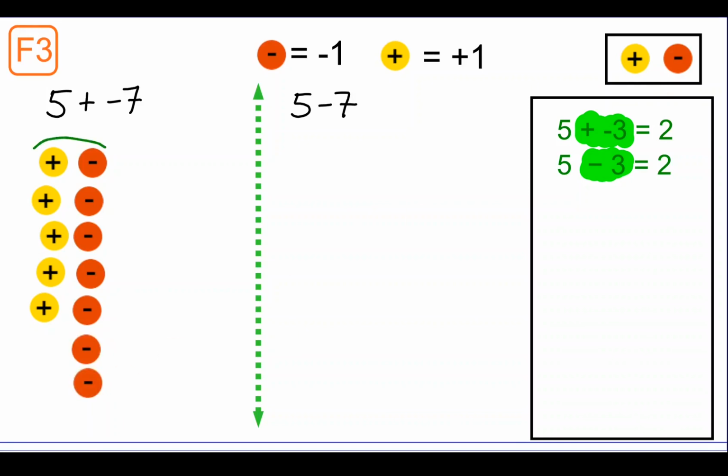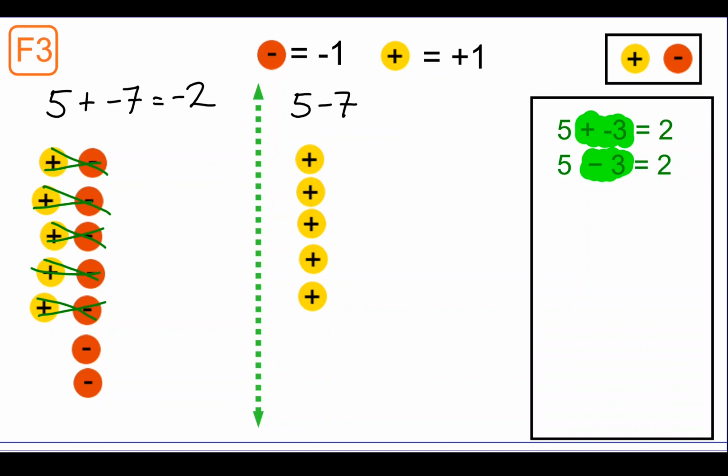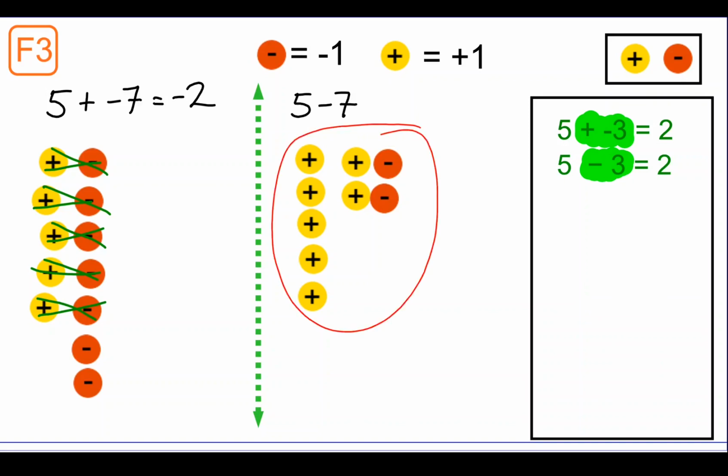Remember that these form a zero pair. Together they're worth 0, so I can cross them all out. Now I'm trying to calculate 5 take away 7. So what I want to do here is take away 7 yellow counters. But I can't see 7 yellow counters, so I need to do something about it. And what I'll do is I'll add some 0 pairs. Now I can add 0 pairs because they're worth 0, so I've not changed the number on display. This number that you can see still represents 5.